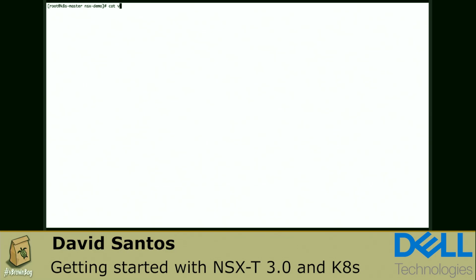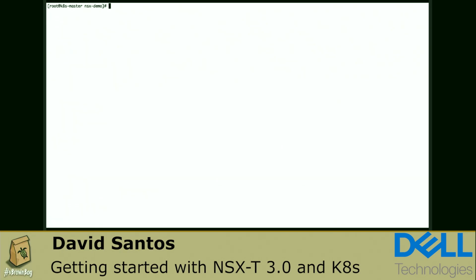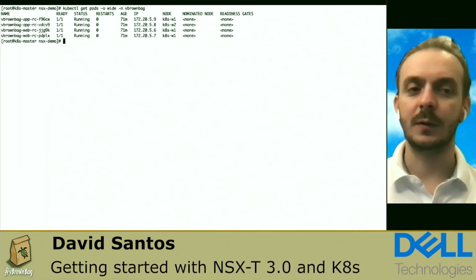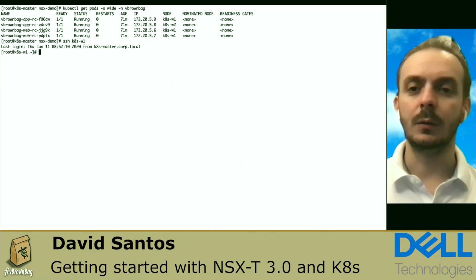We're gonna take a look in the Replication Controller configuration YAML file, and you can check here that we have two labels, vBrownBag web and vBrownBag app. Now we're gonna check where those pods are running. So we're gonna SSH to Kubernetes worker 1, and now take a look on the pods running there.